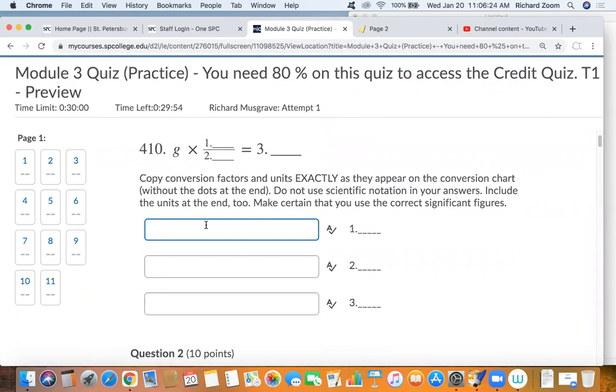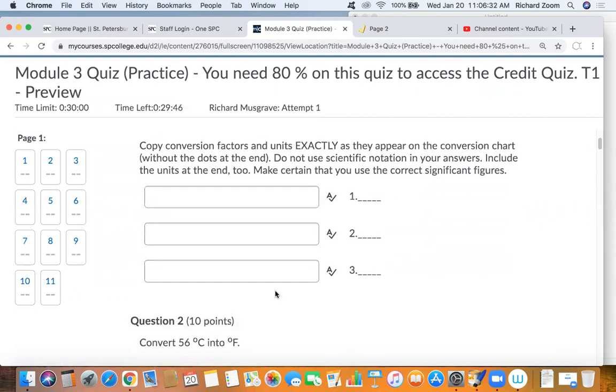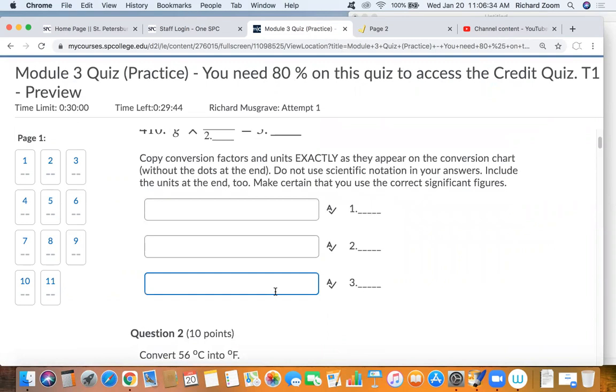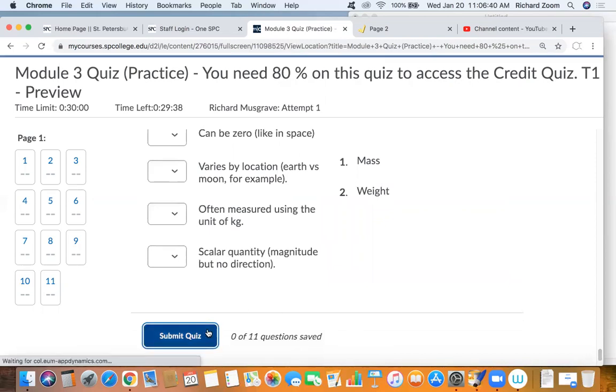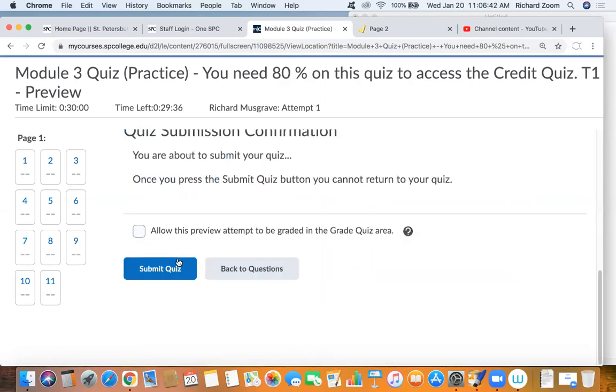And you'll be expected to write in the numbers directly into the slots here, including the answers, along with the units. If you're worried about the formatting and you don't know how it's going to be formatted, my recommendation would be to submit the quiz blank so you can see what the answers look like.